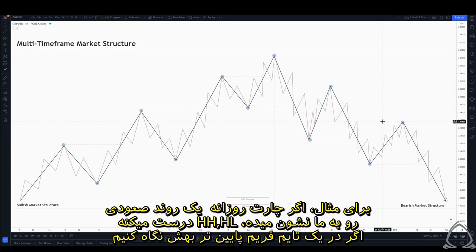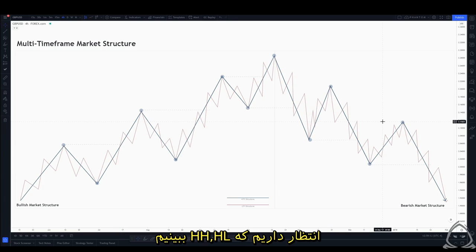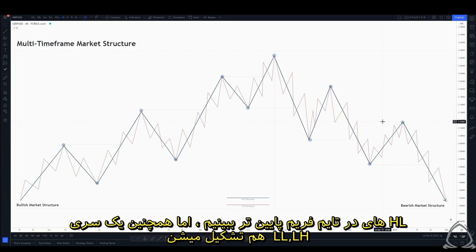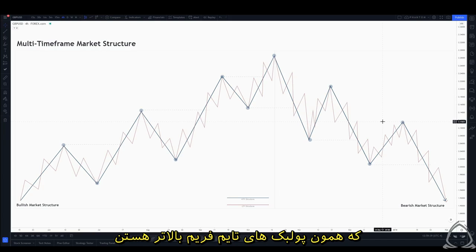So for example, if the daily chart is showing an uptrend, making higher highs and higher lows, if we're looking at a lower time frame, we would expect to be seeing higher highs and higher lows. But the one thing that we need to start to understand is the fractal nature of the markets, in that we will see higher highs and higher lows on the lower time frame, but we're also going to see a series of lower lows and lower highs as it facilitates the pullbacks on the higher time frame.